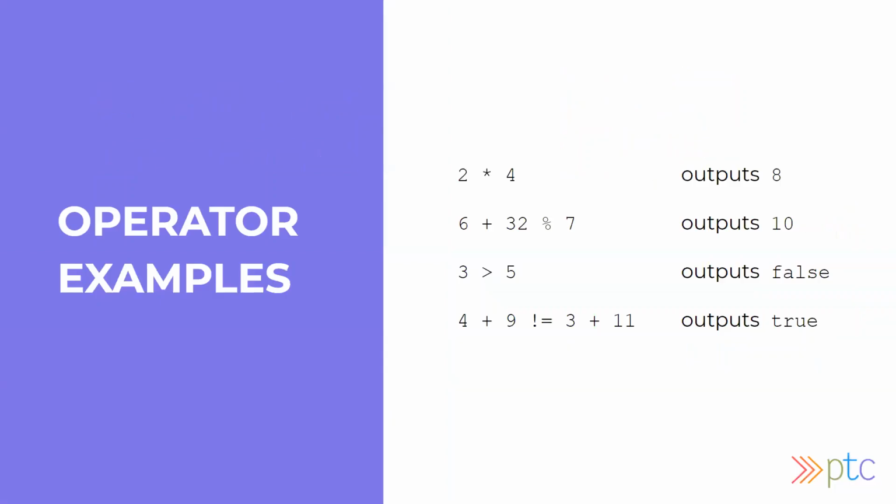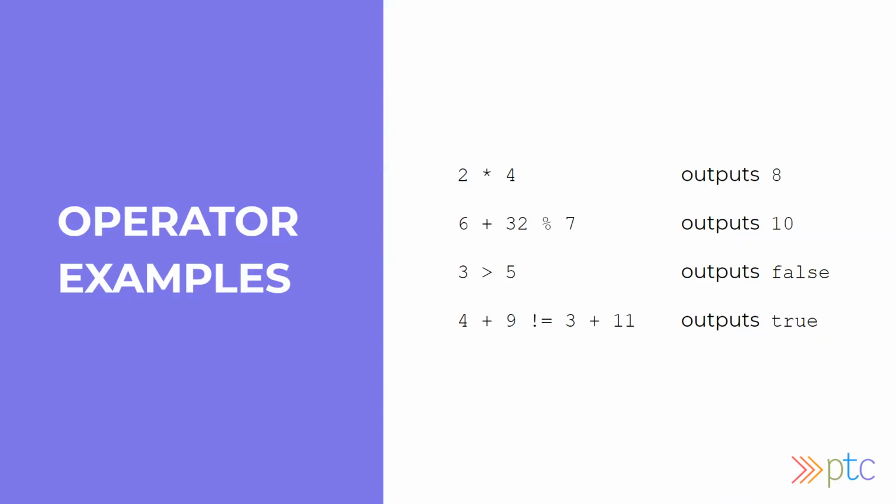Here are some examples. The first one, 2 times 4, outputs 8. Then 6 plus 32 modulus 7. So dividing by 7 and taking the remainder. But here, be careful that we still need to apply BEDMAS. So you would do 32 modulus 7, which gives you 4. Remember that the remainder is gone, we don't consider it anymore. So it gives you 4 and then add 6, giving you 10. And the next example, 3 is not greater than 5, so the output would be false.